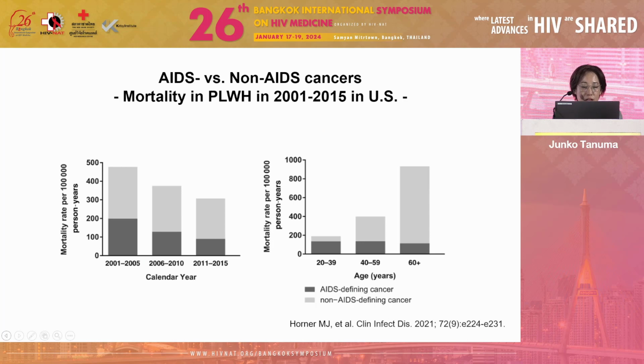When we look at causes of death in a population-based study in the US, although cancer mortality has declined over time, it remains high and represents a growing fraction of deaths in the HIV population, which means mortality from non-AIDS defining cancer may be rising as the HIV population ages.